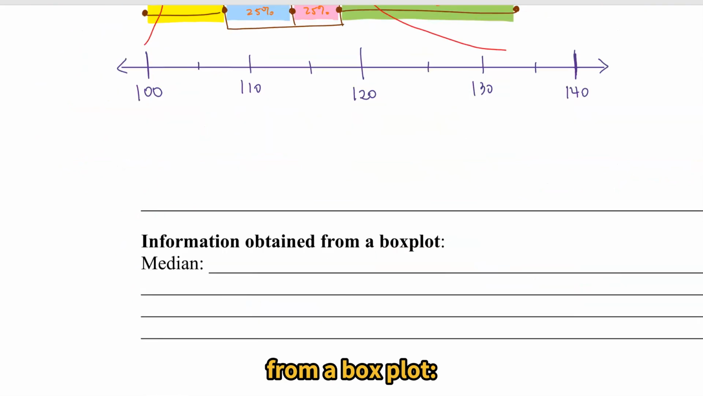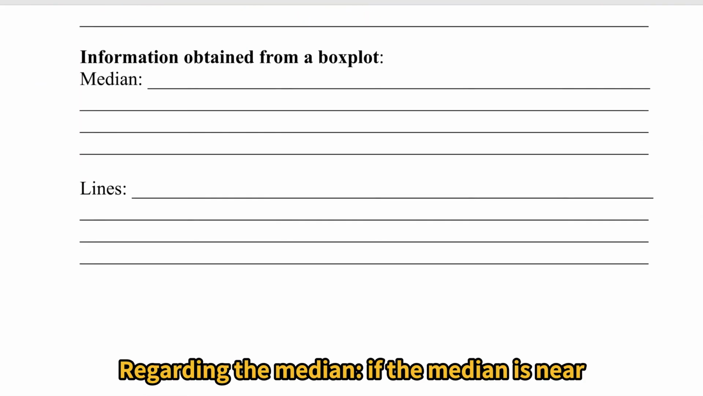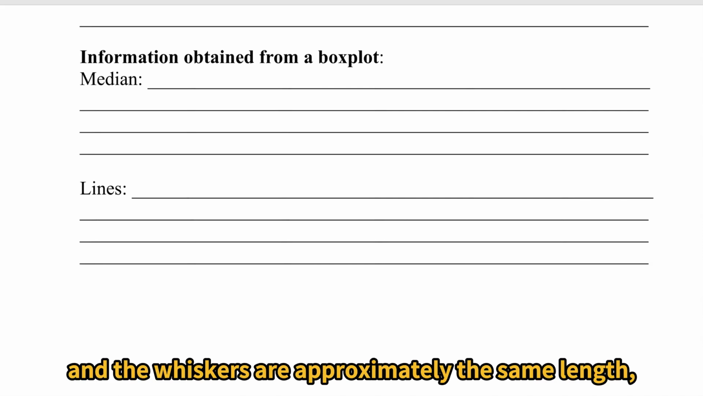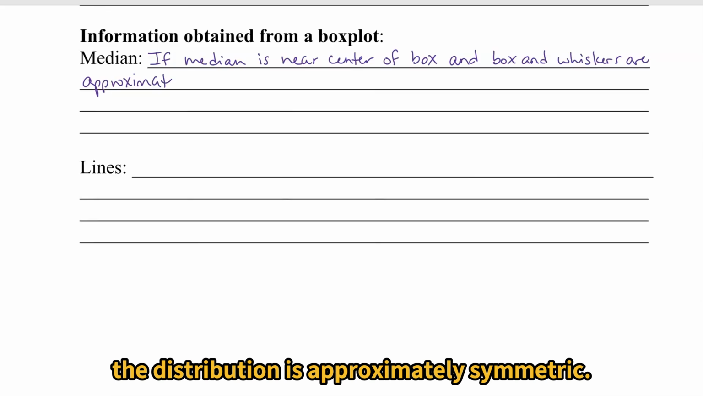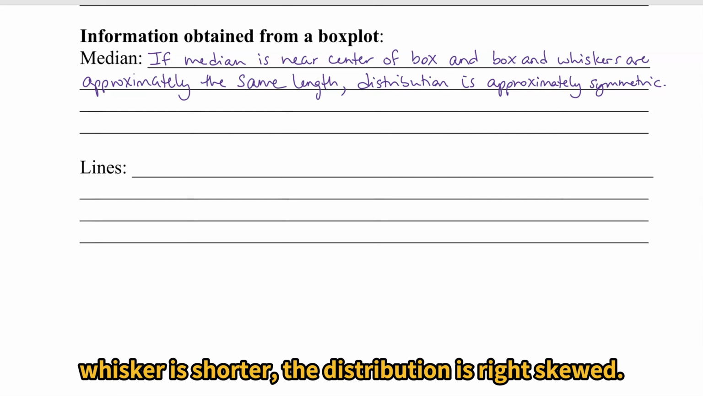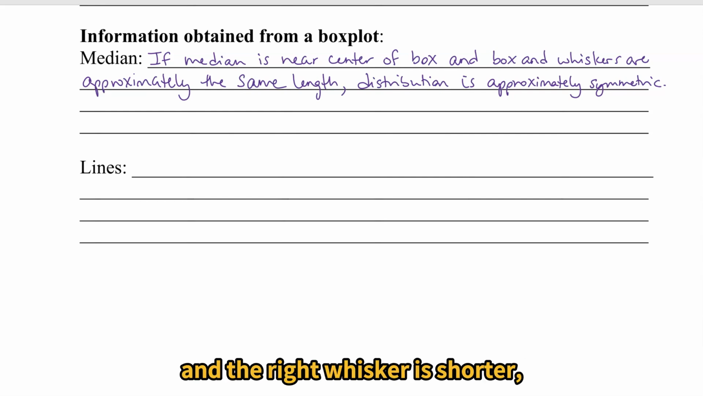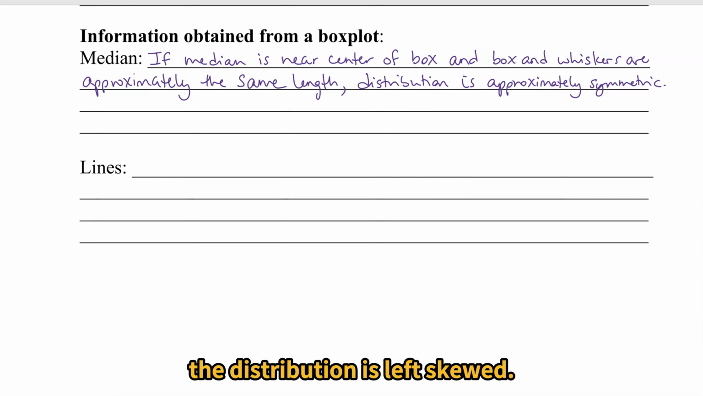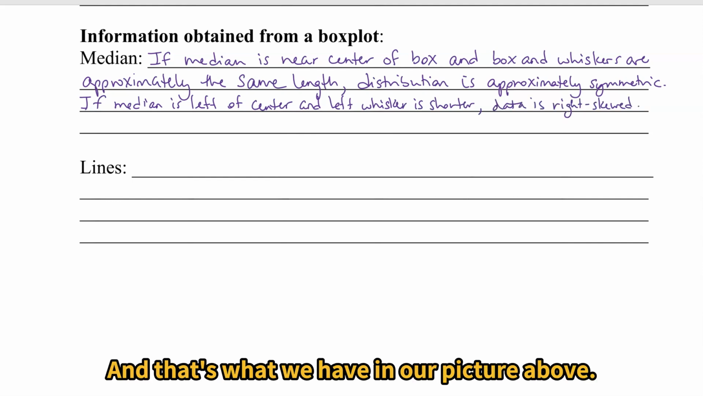Here is some information that we can obtain from a box plot regarding the median. If the median is near the center of the box and the whiskers are approximately the same length, the distribution is approximately symmetric. If the median is left of center and the left whisker is shorter, the distribution is right skewed. If the median is right of center and the right whisker is shorter, the distribution is left skewed. And that's what we have in our picture above.